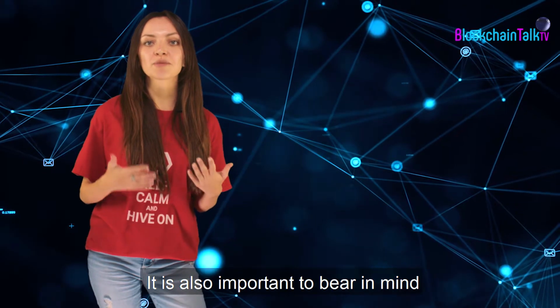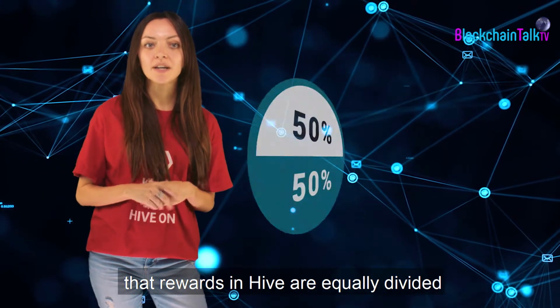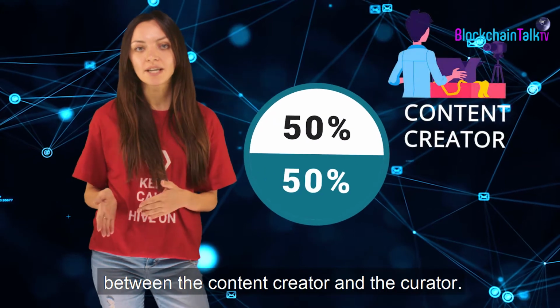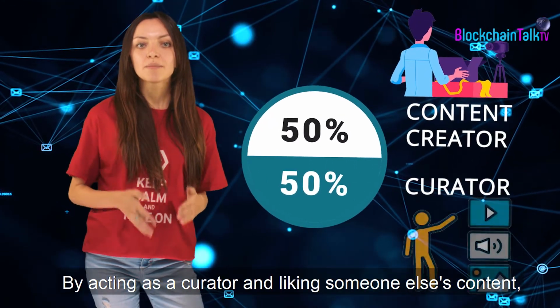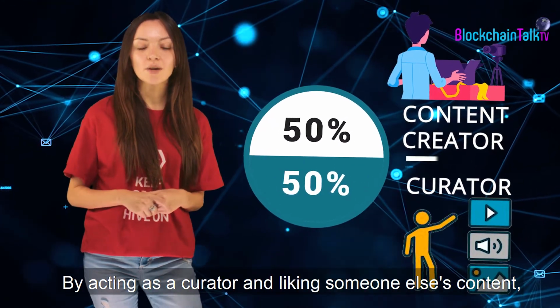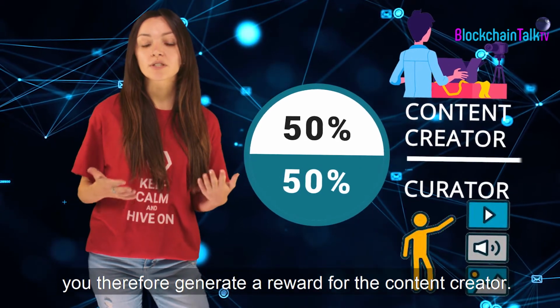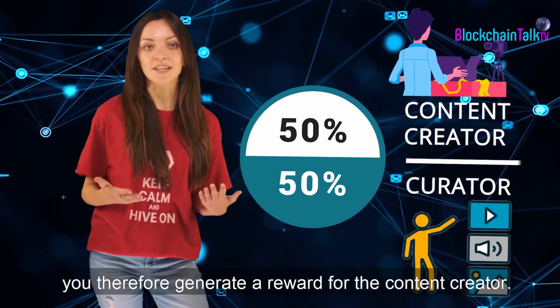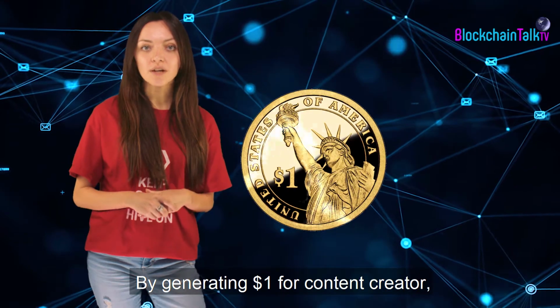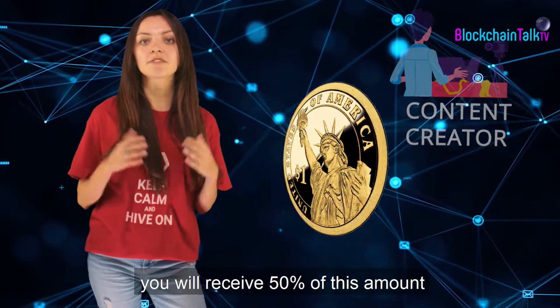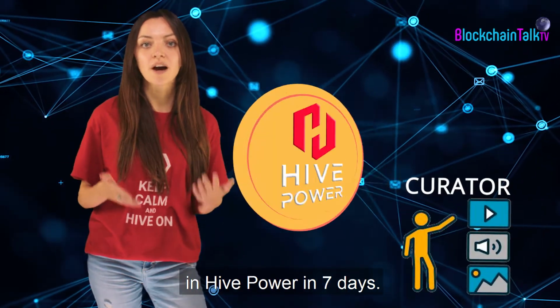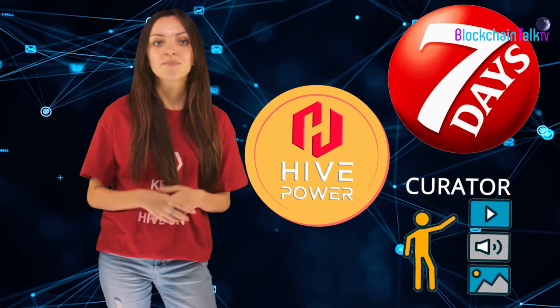It is also important to bear in mind that rewards in Hive are equally divided between the content creator and the curator. By acting as a curator and liking someone else's content, you therefore generate a reward for the content creator. By generating $1 for a content creator, you will receive 50% of this amount in Hive Power in 7 days.